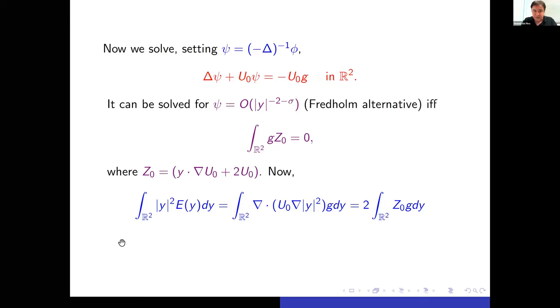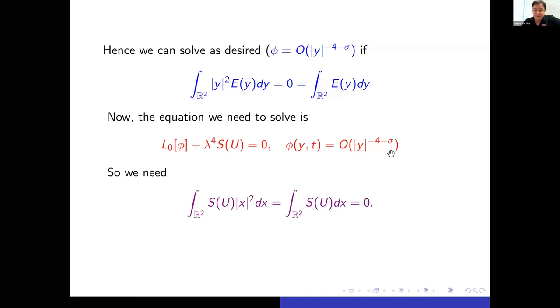The conclusion is that you can actually find a nice decaying solution for phi, in case the right-hand side has mass zero on the one hand, and zero second moment on the other hand. And therefore, in order to improve the approximation, we need to solve this equation. What we need is that the second moment and the mass have to be zero for the error, for the S of U, at least at main order, right?